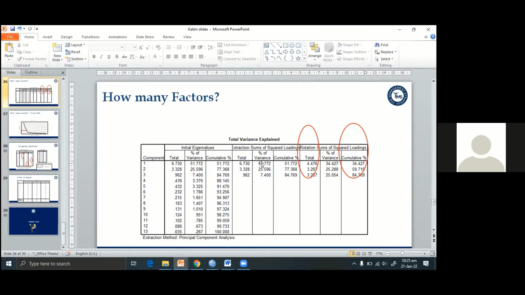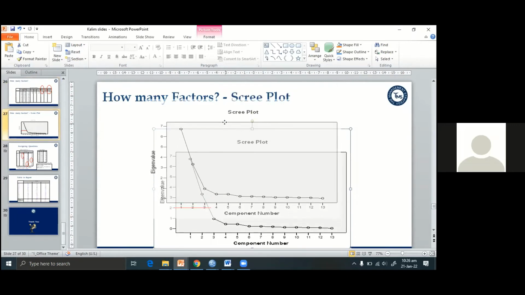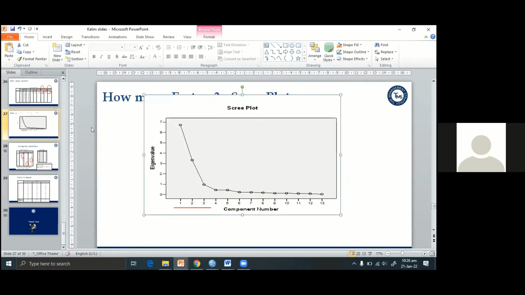It also tells you how many factors are possible. 3 factors: one factor, then second factor, and third factor. So this is what total variance explained is. You may consider this last value, whether it is 60% or not. Second, this is the scree plot, which tells you in plot form how many factors are possible.